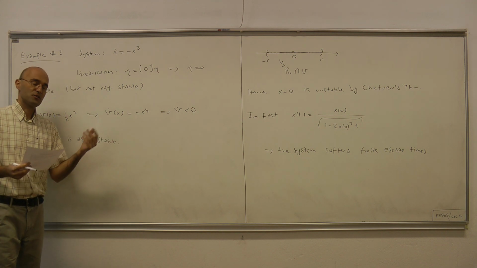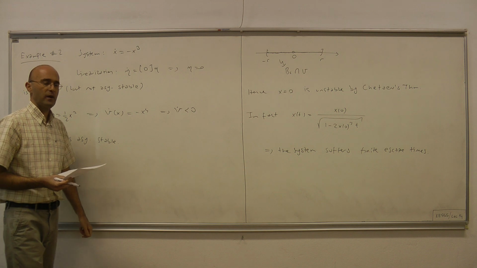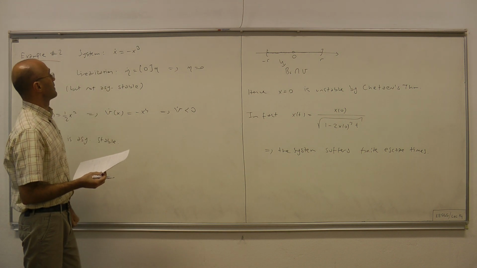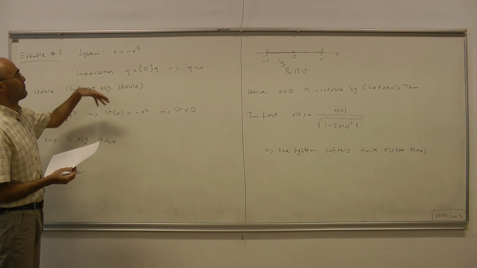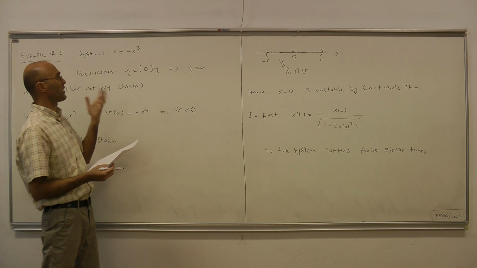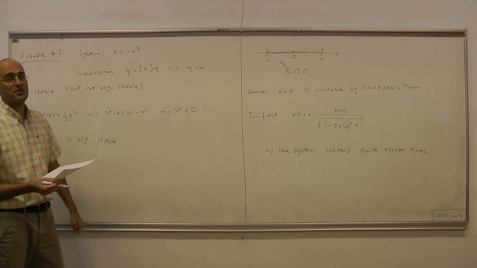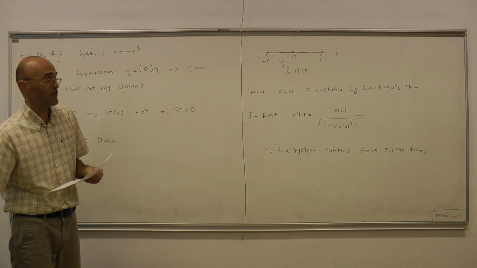In fact, it's globally asymptotically stable because this is a radially unbounded function. Okay, this is again another example where the behavior of the linearization and the behavior of the solution of the original system do not match.